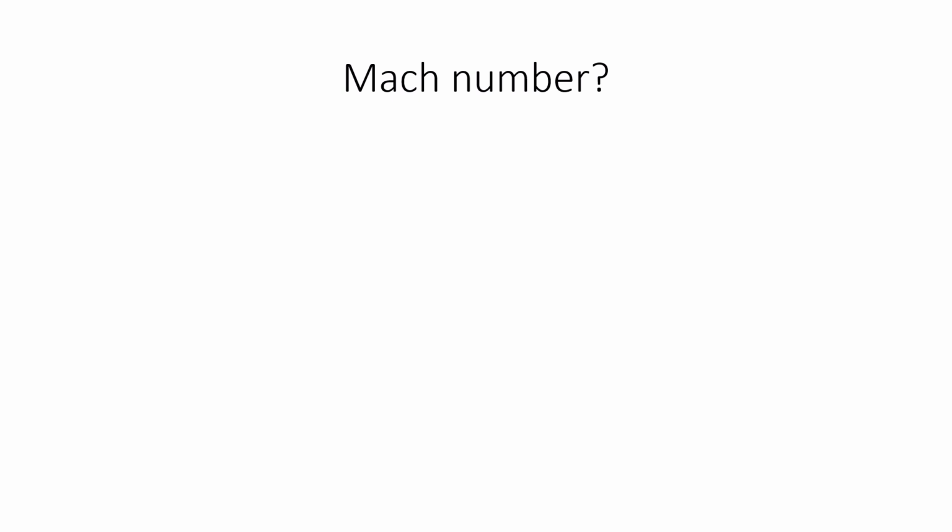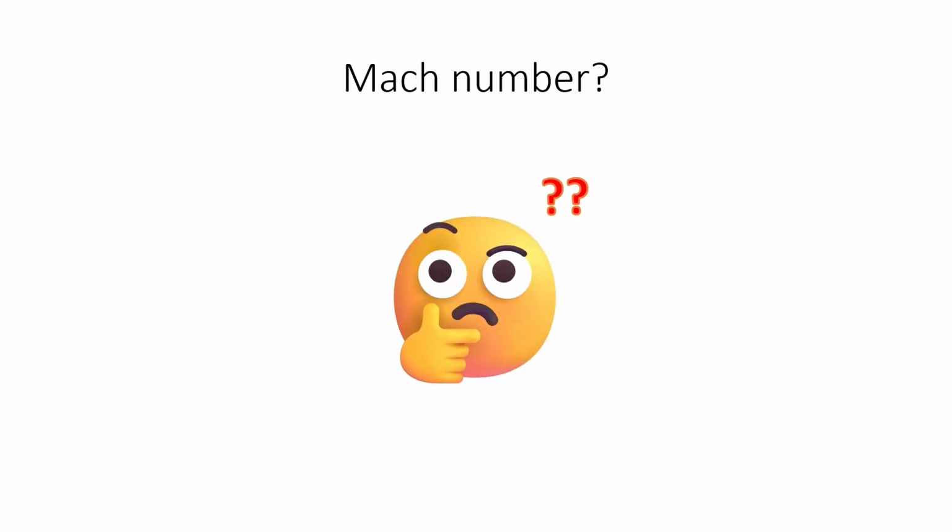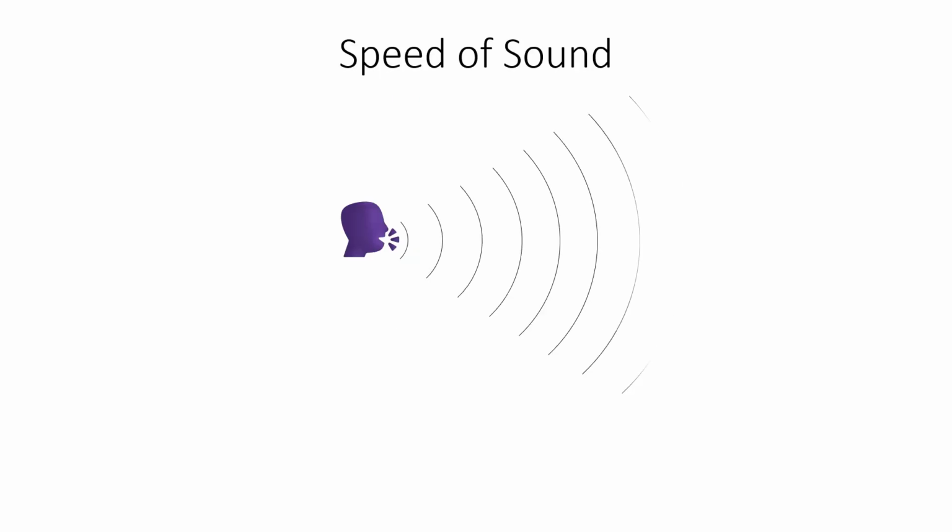Whenever we are speaking of missiles or fighter aircraft, their speed is often denoted in Mach. Mach 1, Mach 2, Mach 3. But what exactly is this Mach number? To understand Mach number, first we must know the speed of sound. The speed of sound is different in different mediums, but in the air around us, it is approximately 343 meters per second, which comes out to 1235 kilometers per hour.